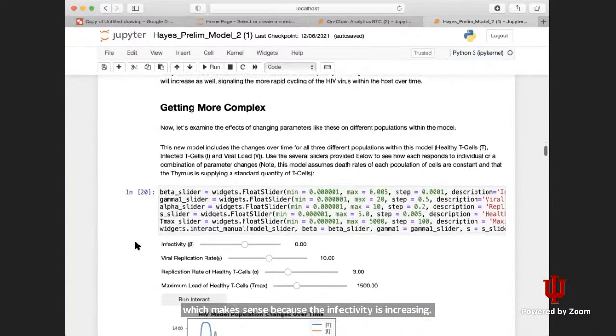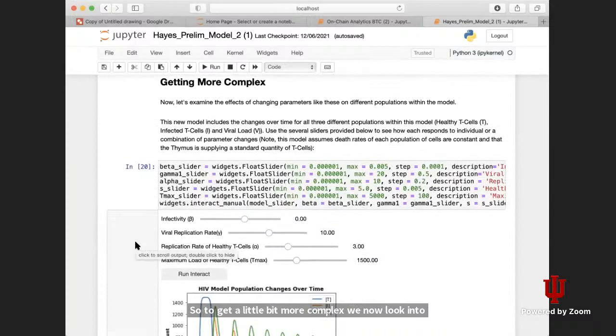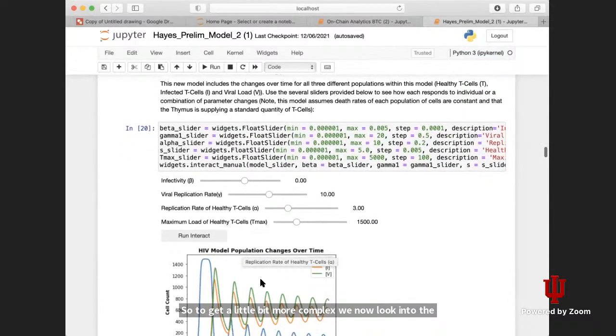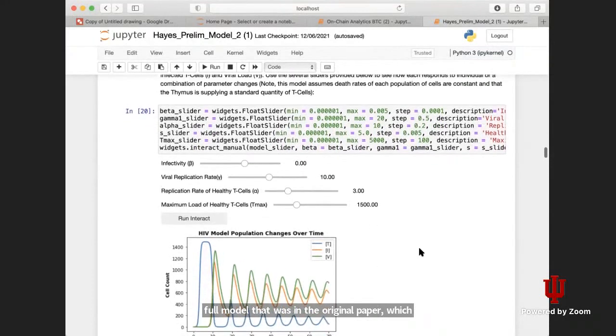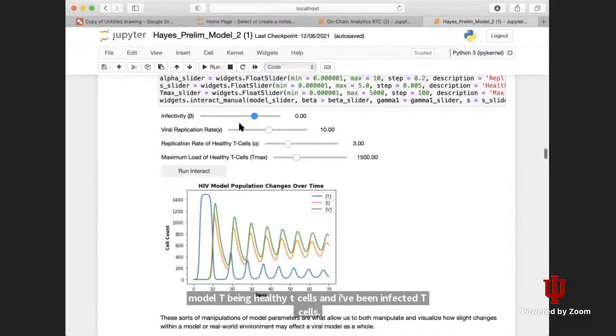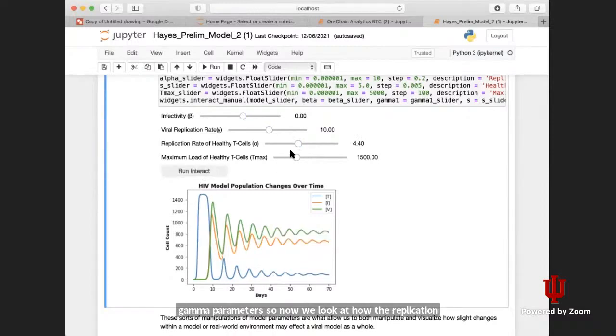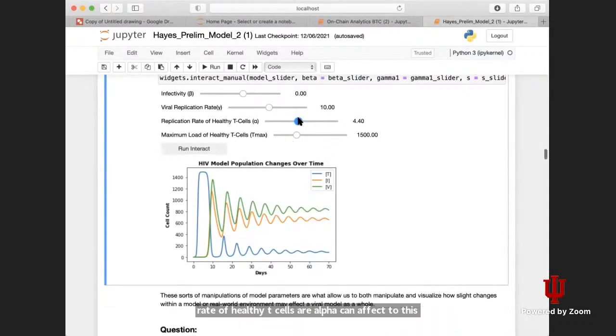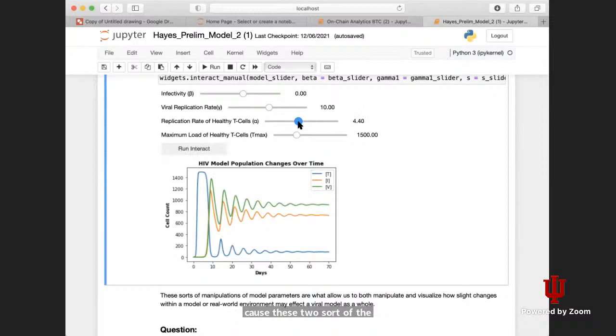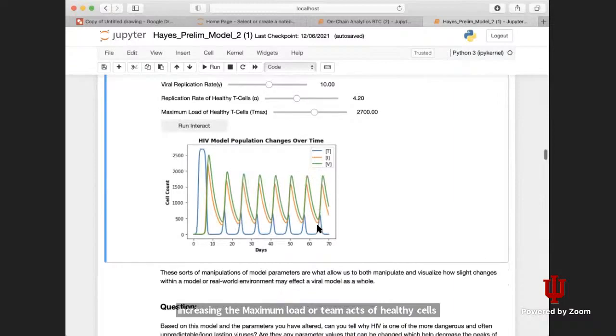So to get a little bit more complex, we now look into the full model that was in the original paper, which involves the T, I, and V cell populations, V being the viral model, T being healthy T cells, and I being infected T cells. We also look at a bit of the parameter changes that we can make. We already changed a bit of these beta and gamma parameters, so now we look at how the replication rate of healthy T cells, or alpha, can affect this. And as we see, increasing alpha will again cause the oscillations to go away, and increasing the maximum load, or Tmax, of healthy cells causes the oscillations to violently increase.